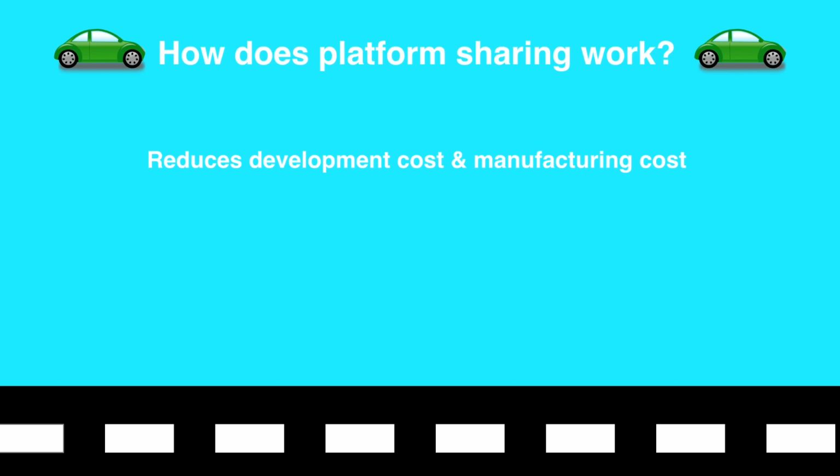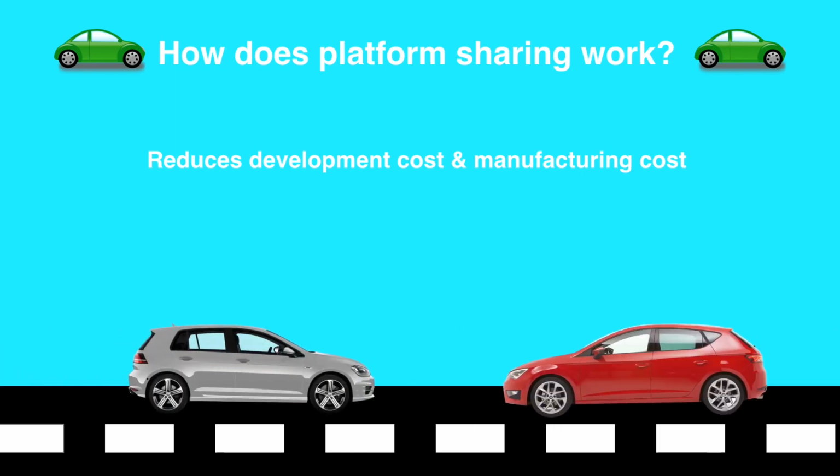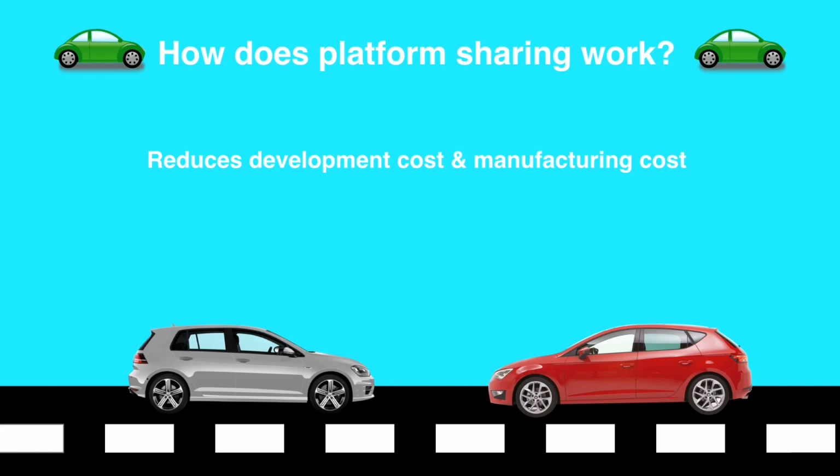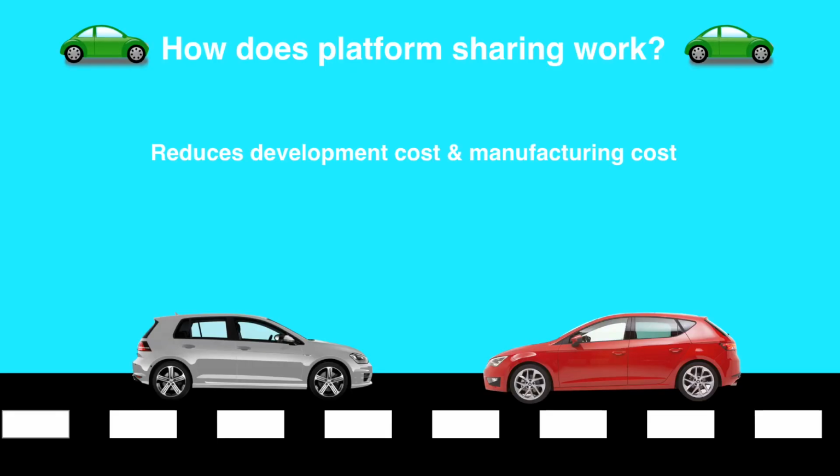For example, the Seat Leon shares its platform with the VW Golf. Seat and its parent company VW can save money in development, and manufacturing is made more simple as both the cars need the same parts. This type of platform sharing makes the cars nearly identical to each other. It's usually found in cheaper cars where the two cars are marketed to different audiences.